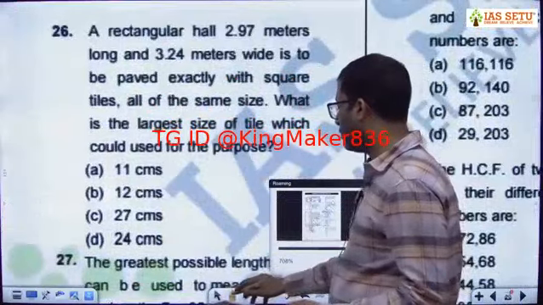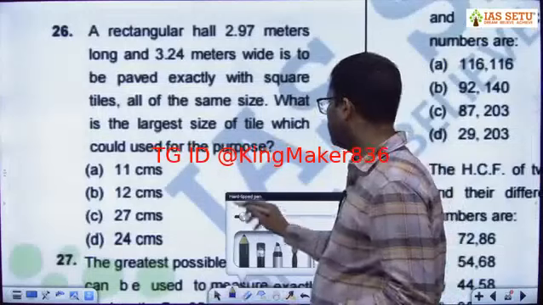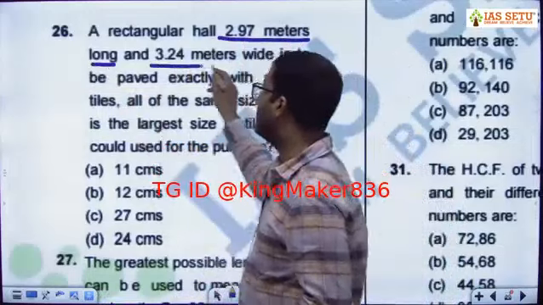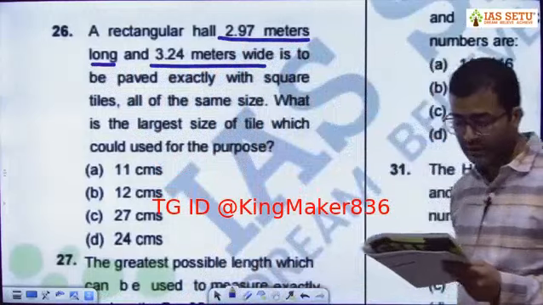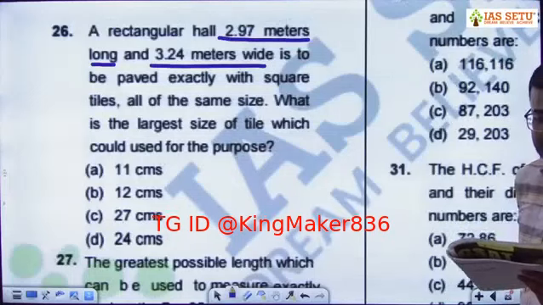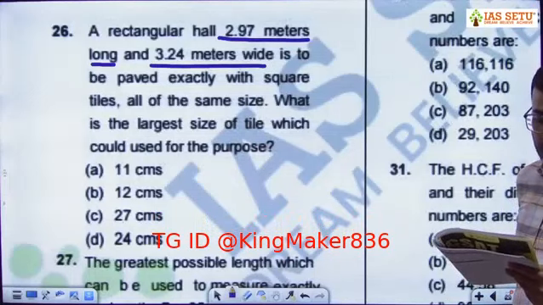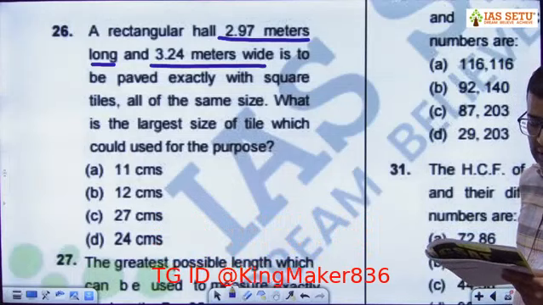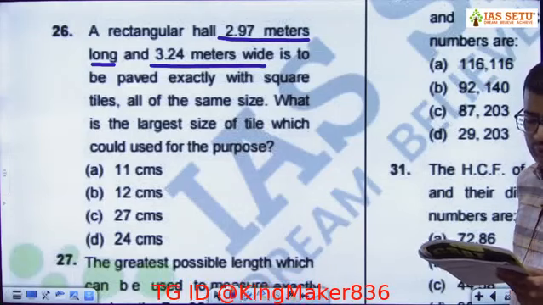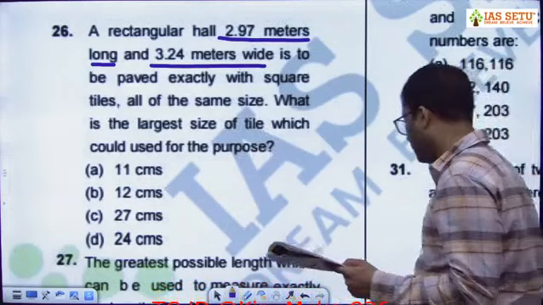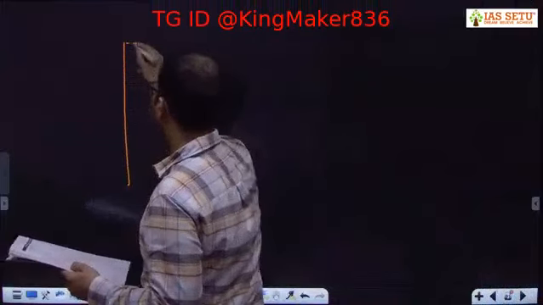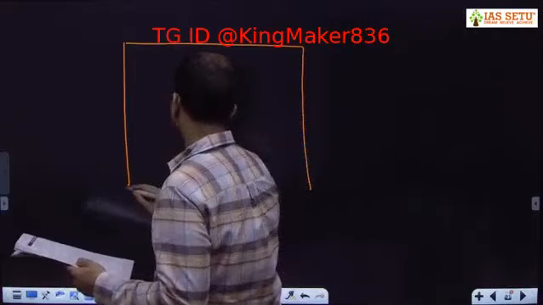A rectangular hole 2.97 meter long and 3.24 meter wide is to be paved exactly with square tile, all of the same size. What is the largest size of the tile which could be used for the purpose? So we have a rectangular hole, and we have to pave this rectangular hole with square tile.